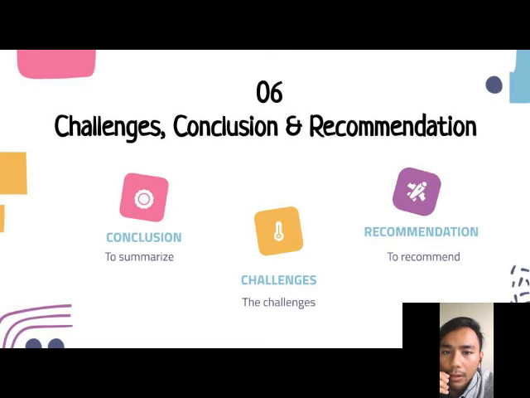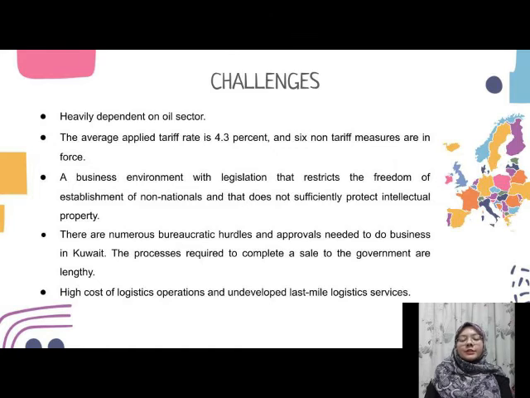Now, let's go to the next part, which is the challenges, conclusion, and recommendation. Now let's move on to the challenges that our company faces in Kuwait. First of all, Kuwait is known to be heavily dependent on its oil sector. This causes other sectors in Kuwait to not be developed as much.